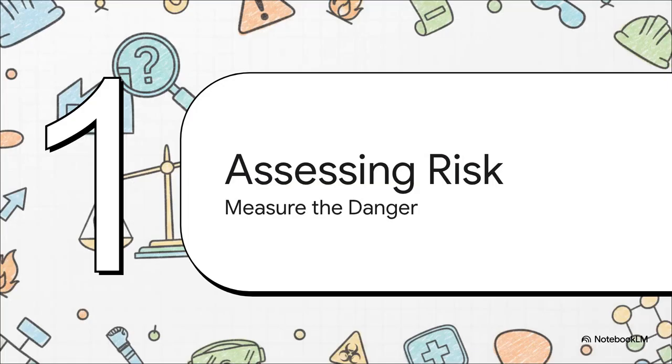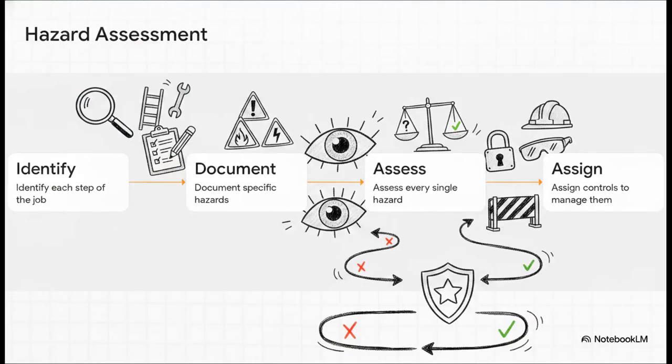Moving right along to Section 2, Assessing Risk, let's look at how we measure the danger. Before you even think about starting a task, it's standard practice to conduct a daily field-level hazard assessment. You'll sometimes hear this called an FLHA or FLRA. You do this right at the work area by following 4 strict steps. 1. Identify each step of the job. 2. Document the specific hazards involved in those steps. 3. Assess every single hazard you just found. And 4. Assign controls to actually manage them. Listen, missing just one hazard in Step 2 compromises the entire system, right? Because obviously, you can't manage a danger if you haven't identified it in the first place.